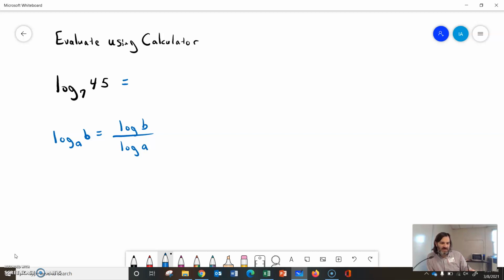And then all calculators that do logarithms will do base 10, or you can use the natural log, but we can rewrite our problem as the log base 10, log of 45 over log of 7.